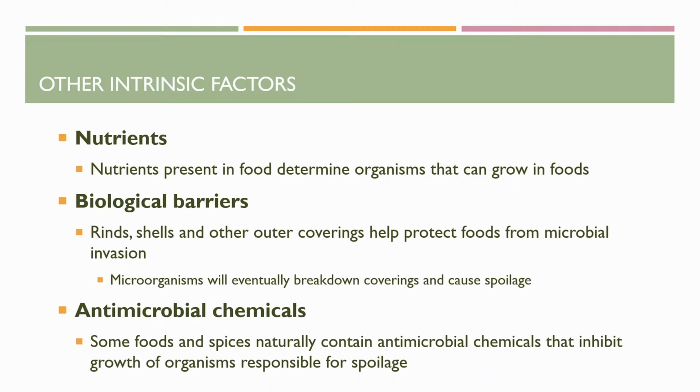And then, like I mentioned, other intrinsic factors are nutrients, biological barriers, antimicrobials. So nutrients obviously are present in the food, and that determines the organisms that can grow. Biological barriers are essentially rinds, shells, and other outer coverings that help protect the food. So when apples or pumpkins rot, that's breaking down that covering, essentially. So that's that biological barrier, and then that causes spoilage.